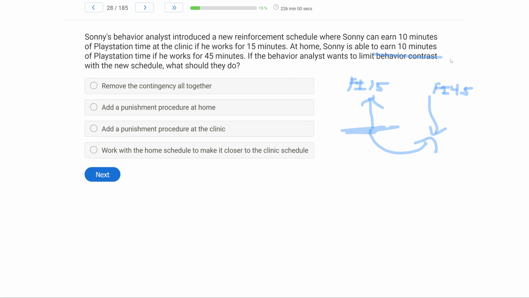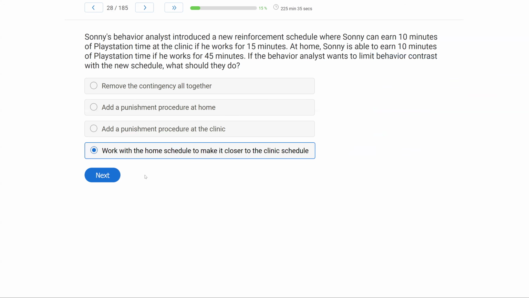Same thing. Let's address the reinforcement issue first. D, work with the home schedule to make it closer to the clinic schedule. Yes, if we just changed this, ideally to FI 15, but even if this went to an FI 20, at least that's closer, where the behavior is meeting the same consequence at about the same time. That's going to be the best way to limit behavior contrast, is try to match your plans in different contexts and environments.